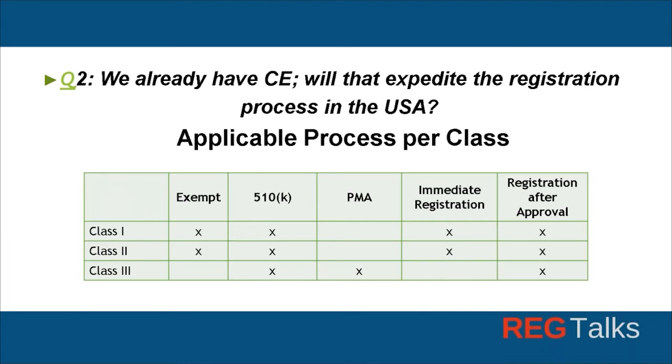But the general rule is that most class 1 low risk devices are exempt. Some class 2 devices may be exempt, and there's no class 3 devices which are exempt. So some type of pre-market review on class 3 is required before marketing the product.